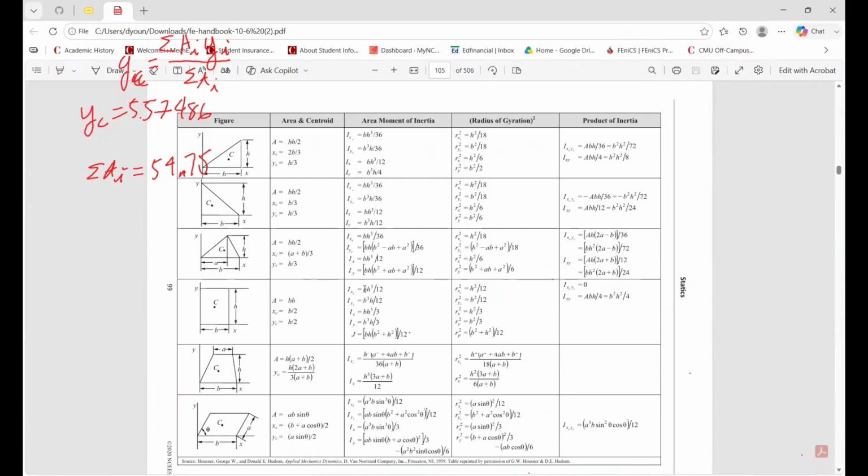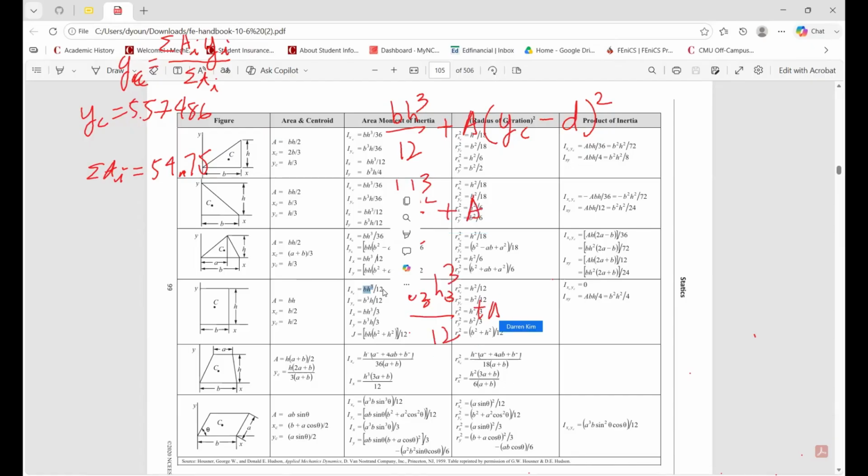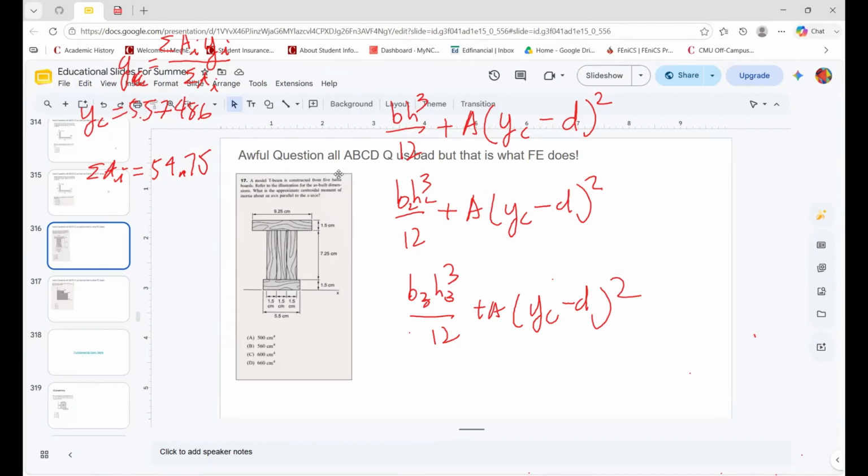So it is on the x, so we're creating this one: bh cubed divided by 12 plus area multiplied by (yc minus the displacement) squared. So bh cubed divided by 12 again, plus A, for the second one b2 h2 cubed divided by 12 plus A (yc minus d) squared, and you will get the answer from here. So you just have to do this.